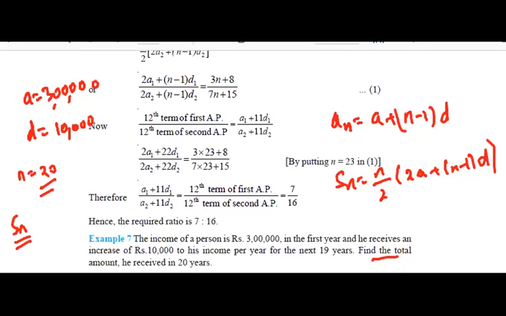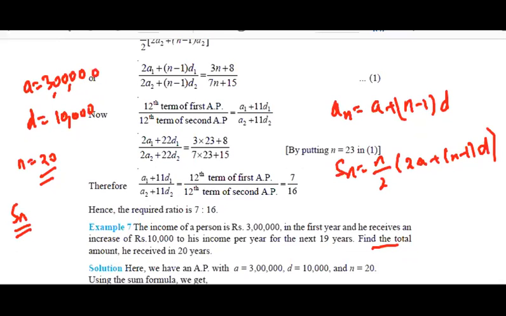Yes, everyone is fine with this. That total amount is actually Sn, right? Salary in the first year, salary in the second year, salary in the third year. If you add them, that's your total amount. Yes or no?